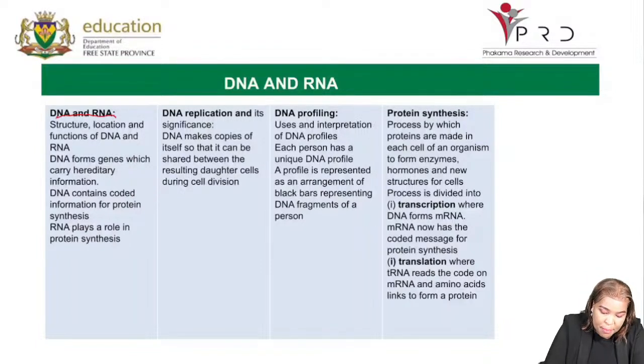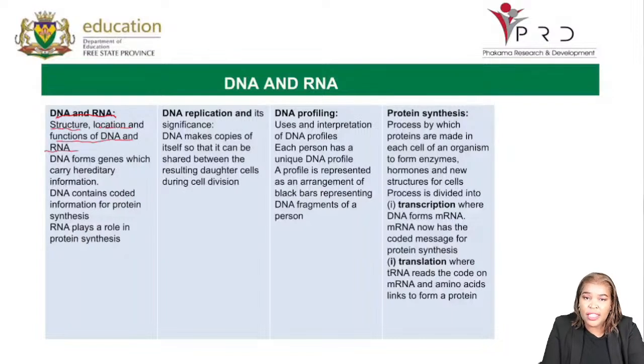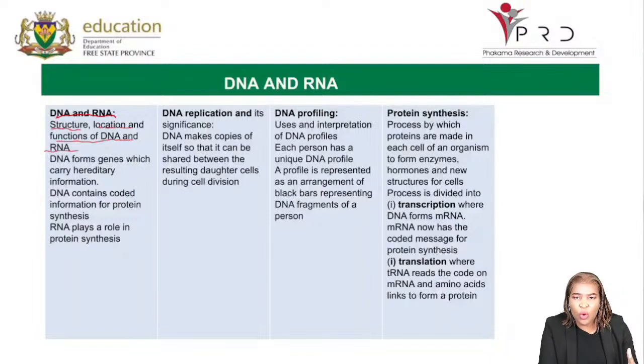Just to recap on the structure, you remember the structure, the location, and the functions of DNA and RNA. So if you can just recall where you are sitting, you are checking yourself. Do you know how the structure of DNA is? We say DNA is double helix. What does it consist of? It consists of nucleotides. What are those nucleotides made of? You have a nitrogenous base, you have the phosphate group, and you have the sugar group. So you must know what type of sugar do I have in DNA.